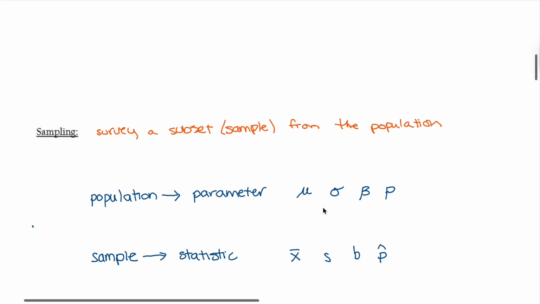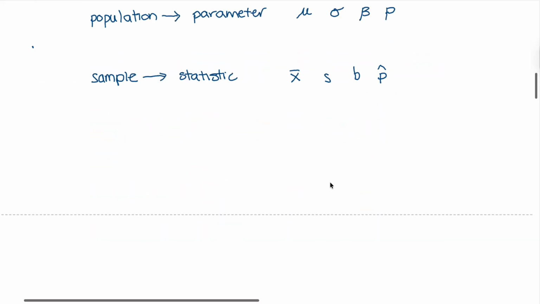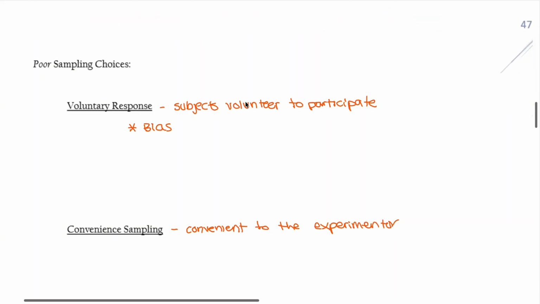And the listed symbols right here are the common symbols you will see for different statistical methods. So just take a glimpse at it. We won't worry about it too much for right now. And we're also going to think about some poor sampling choices. Some of the sampling choices may not be appropriate if we want to get correct data. Some may lead to bias, and here are a couple of those.